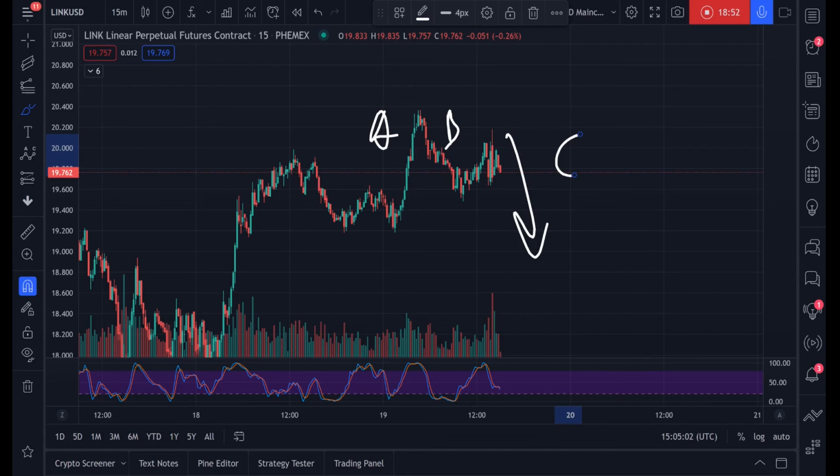I hope this was helpful. I hope this was useful. Apologies for the confusion. I had a bit of mental fog there between the time frames, but stay safe.